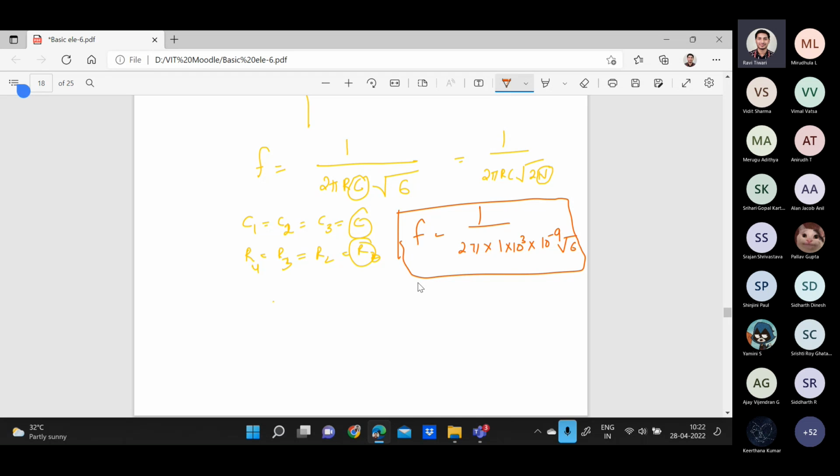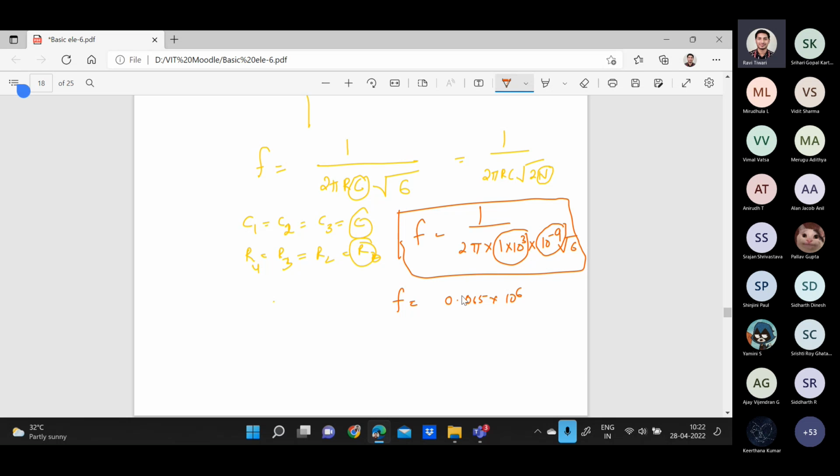Tell me the answer of this question. F is equal to what? 0.06 times 10 raised to minus 6. Once again, how much? 0.065. How is it possible? This is 10 raised to power minus 9, this is 10 raised to power 3, so you will get 10 raised to power 6. It will go up, 10 raised to power 6, like this.